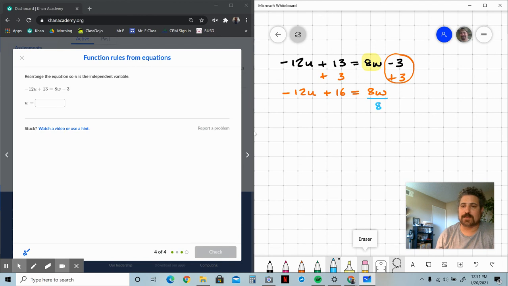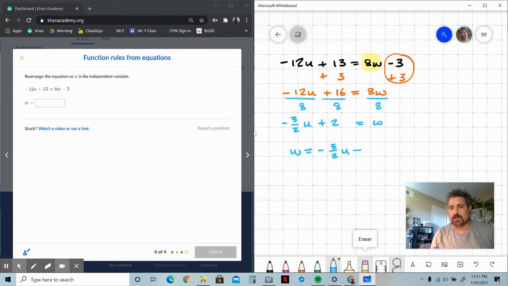When you divide the left side, you're going to remember to divide all terms across the left side, both terms by that 8. So ultimately what you get is that w is equal to negative 12 over 8 times u, which is the same if you divide top and bottom by 4 as negative 3/2. So what you end up with is negative 3/2 times u, and then plus 16 over 8, which is just 2. 16 divided by 8 is 2, so plus 2. So ultimately you get w is equal to negative 3/2 u plus 2.